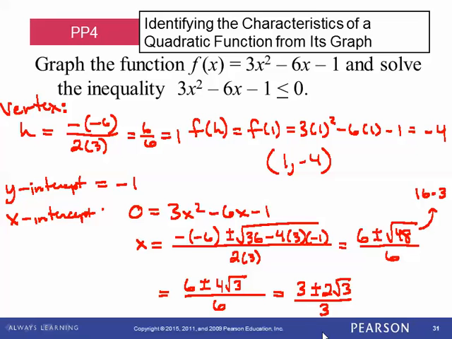Okay, those are my x-intercepts. Again, we have to use a calculator here. Can you take a calculator and approximate those square roots, at least so we can have a graph?